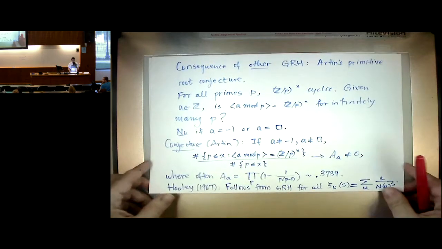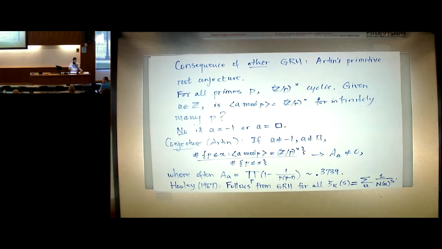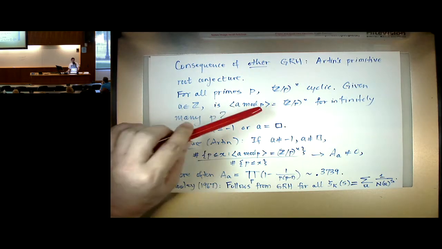Okay. Let me tell you about another example of a consequence. I mentioned the ternary Goldbach problem. So there's another interesting example of a nice concrete consequence of the generalized Riemann hypothesis, and this is called Artin's primitive root conjecture. Okay, so the starting point here is that for every prime p, the non-zero numbers mod p form a cyclic group. So we can ask, if I take an integer, not divisible by p, does it generate the full group?